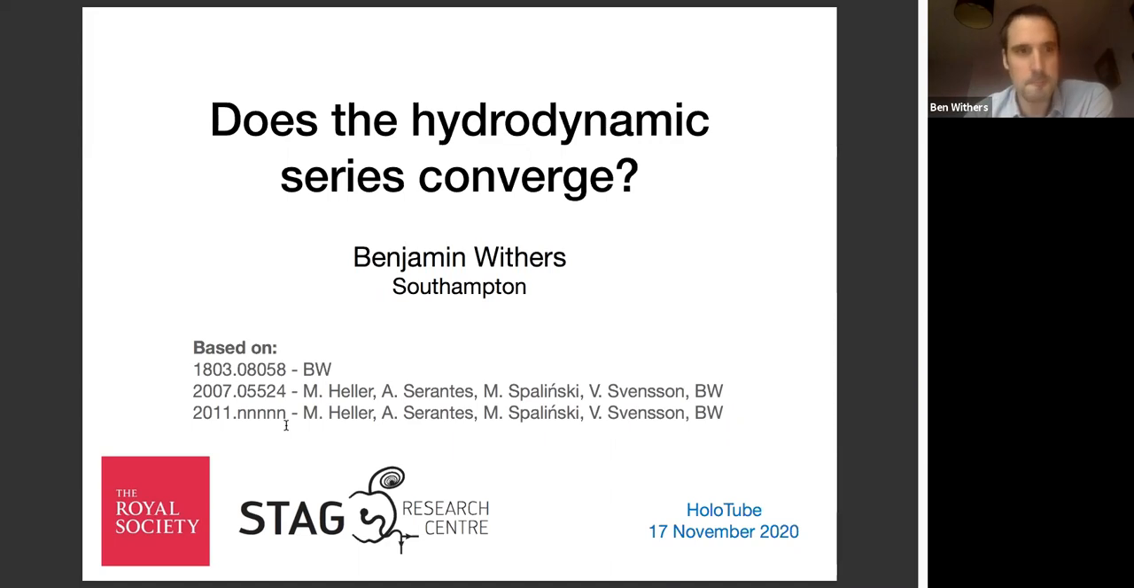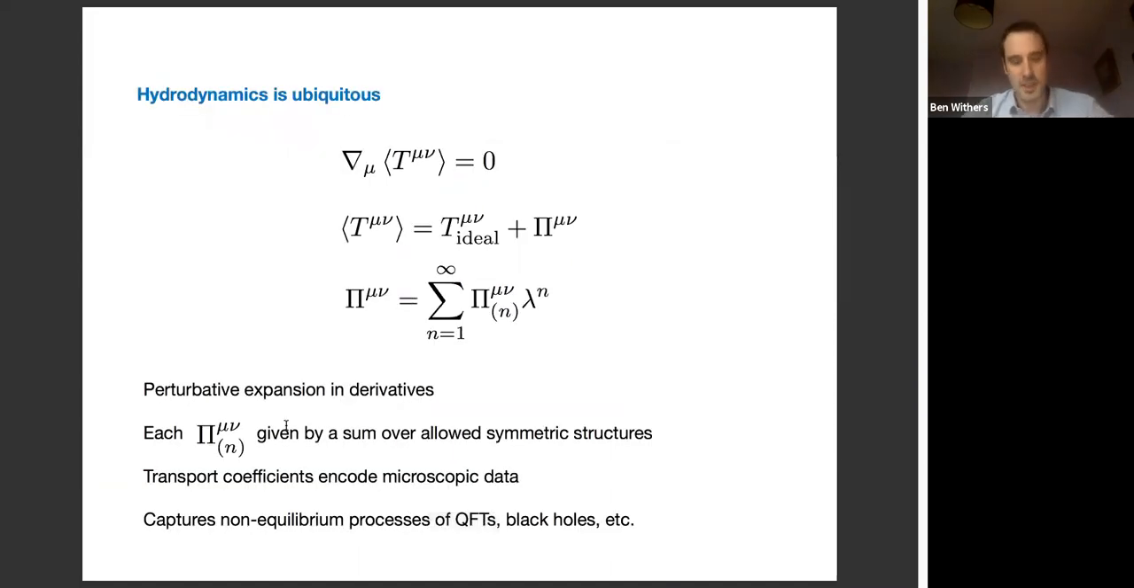That's absolutely fine. So why are we interested in hydrodynamics? Well, one reason is that it is ubiquitous. By that, I mean what we're really studying are the conserved currents near equilibrium. Here's an example, the stress tensor. We have a conservation equation for the stress energy T mu nu. In addition to this conservation equation, we have a set of constitutive relations for this current. For T mu nu, we write it as an ideal piece plus pi mu nu.